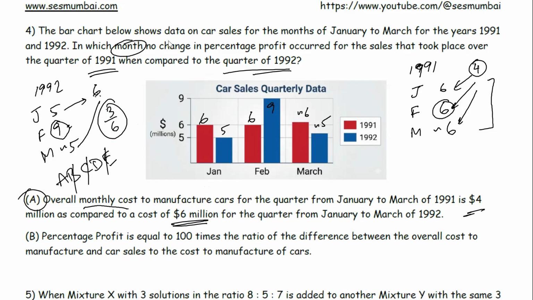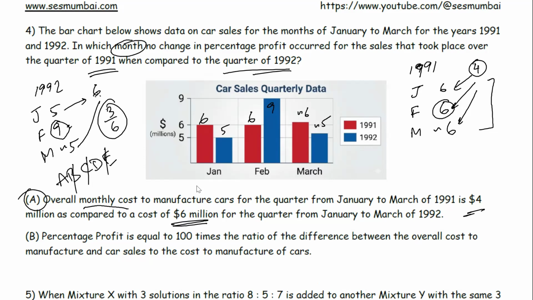See, it tells us data on car sales. It tells us the monthly cost to manufacture cars. All right, it's not a simple thing like cost price and selling price. It's an industry, so we'll have to look at a definite way, that is, the solid way. Now B gives you that answer.